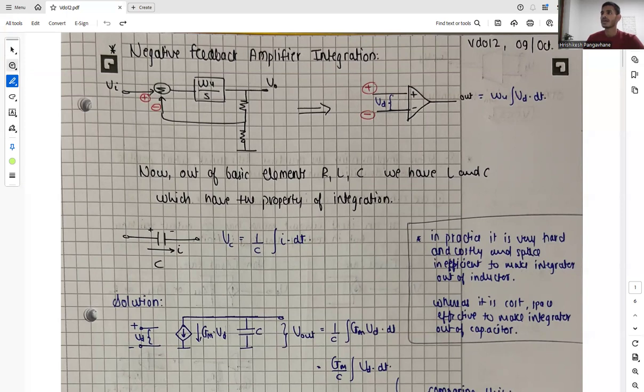So we know that we have our negative feedback amplifier implementation. Sorry, what is this word? This is not integration. This is implementation.